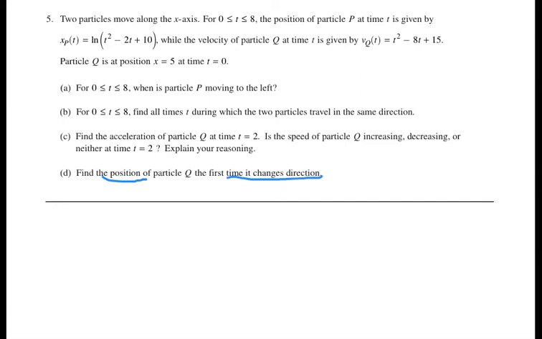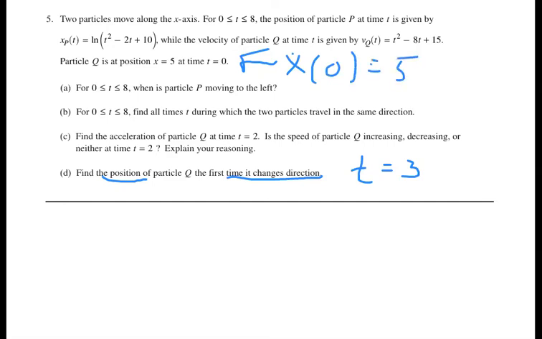So if you recall back to when I was doing part 2, where we did velocity, we found the first time Q changed direction was at t equals 3. It was positive to the left and negative to the right of that. So what we want to do is find the position when t equals 3. And they gave us this for Q up here, which is another point. They're telling us that x of 0 is 5.